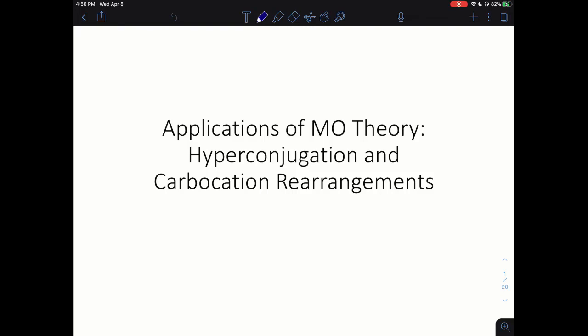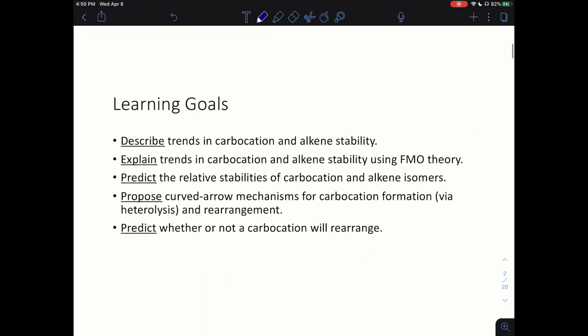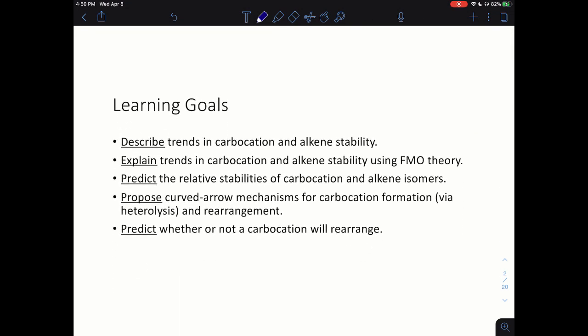Now we're going to use MO theory to understand something called hyperconjugation and carbocation rearrangements. We're going to use hyperconjugation to explain trends in carbocation and alkene stability. Before we explain them, we'll just describe the trends, and we want to predict the relative stabilities of carbocations and alkene isomers.